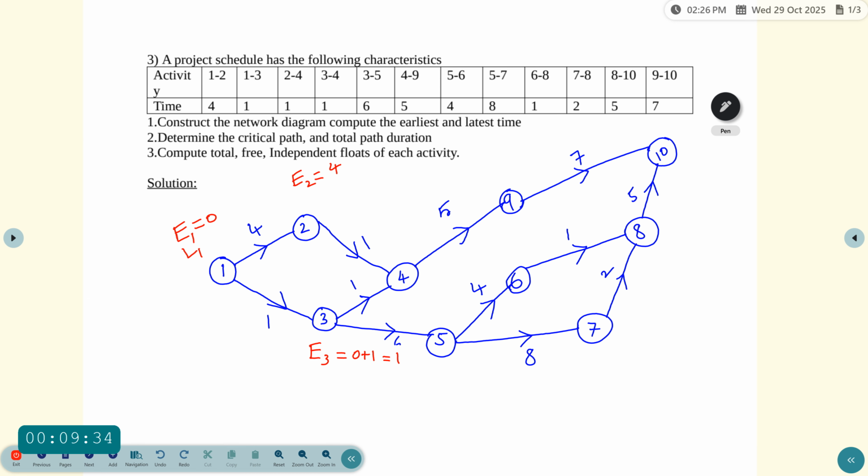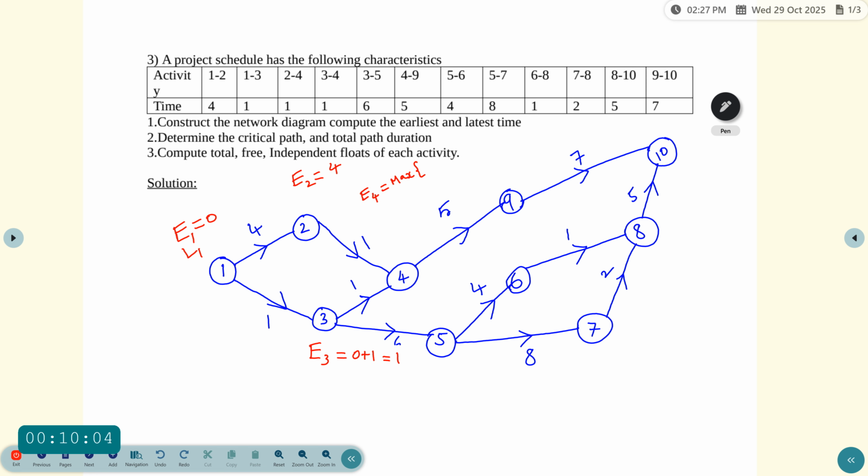Which is equal to 1. And then next event, which is E4. So E4 is equal to, there are two events: first one E2 and then another one E3. So E2 plus E1. So we have to use the formula maximize of.